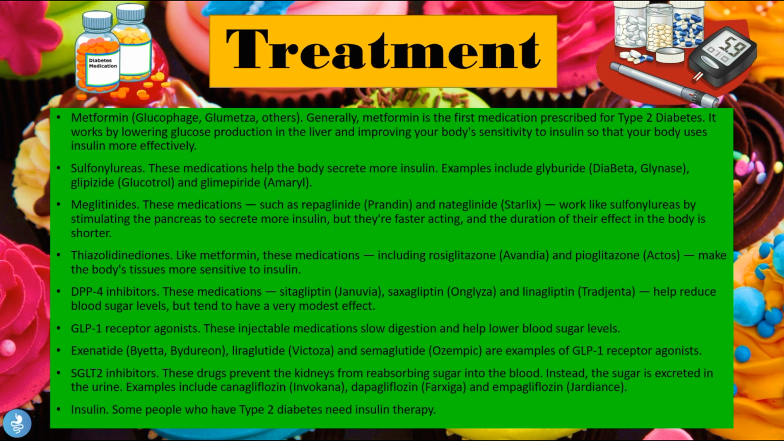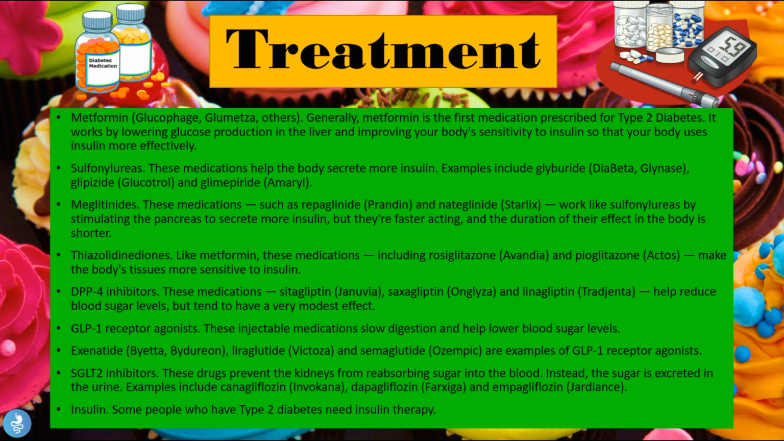Another class of drugs are the meglitinides, and these medications, such as repaglinide, which is commonly known as Prandin, and nateglinide, which is commonly known as Starlix, work similarly to the sulfonylureas by stimulating the pancreas to secrete more insulin. But they usually are faster acting, and the duration of their effect in the body is shorter. We then have the thiazolidinediones, and like metformin, these medications, which include rosiglitazone, which is commonly known as Avandia, and pioglitazone, which is commonly known as Actos, make the body's tissues more sensitive to insulin.